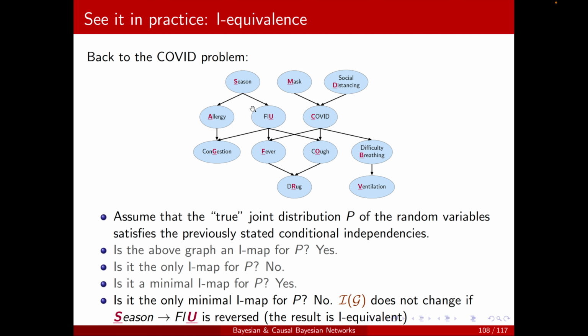For example, if I just reverse the direction of season to flu, and I make it flu to season, then I'm not causing any new immorality. So here it is not a V structure. There's no V structure here. And by changing the direction, I'm not causing a V structure without a covering edge. I'm not even causing any V structure. And the skeleton is the same. So you see how quickly I can say that there are other graphs with the same distribution. It wasn't that easy here when we asked almost the same question. Is it the only I-map?